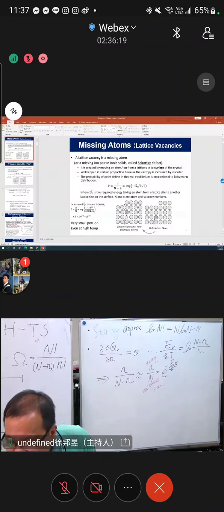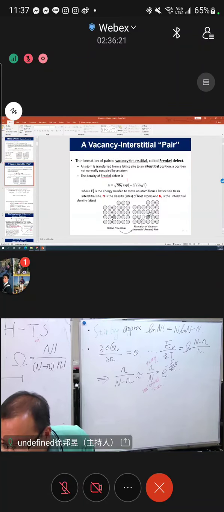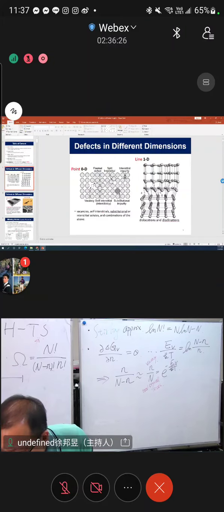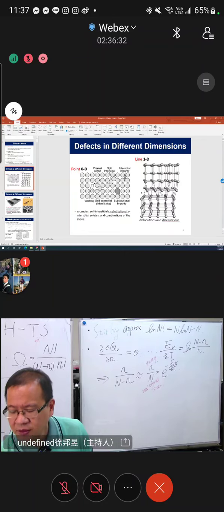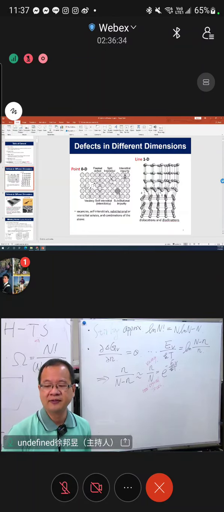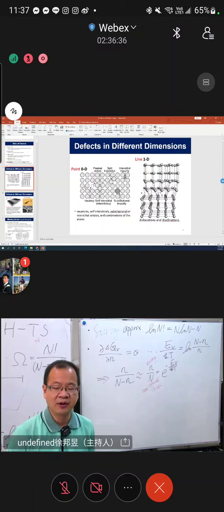Okay, let's think what's next. All right, there's another kind of point defect. Let me remind you: interstitial. Okay, let's look at this page. A zero-dimension defect like a vacancy is very clear, as we just finished the derivation.